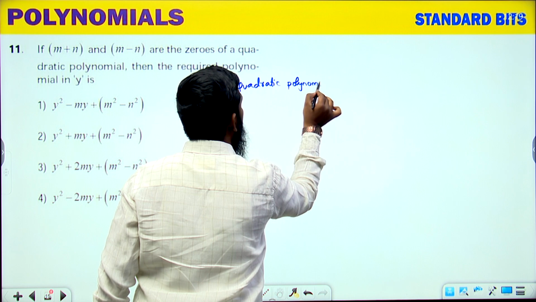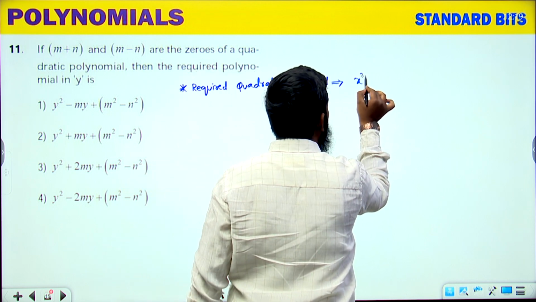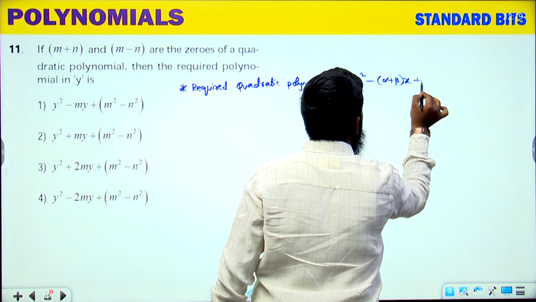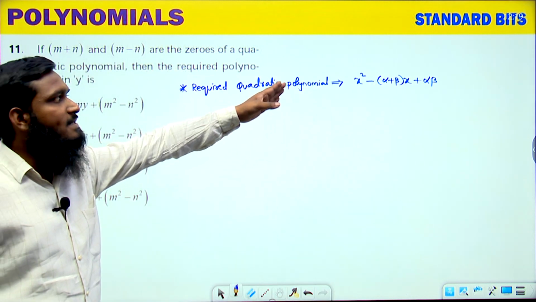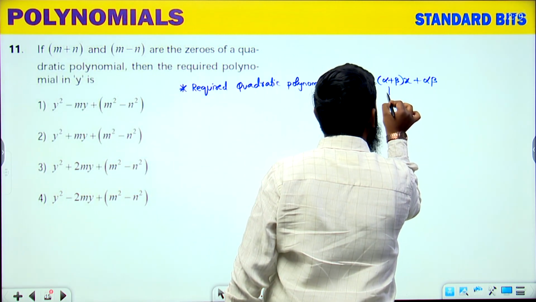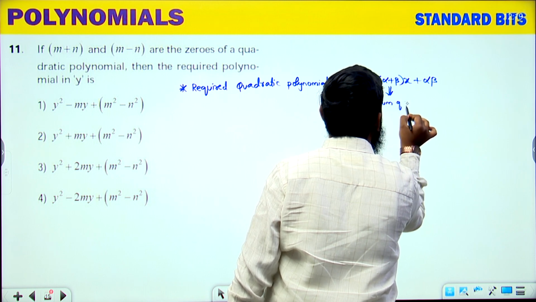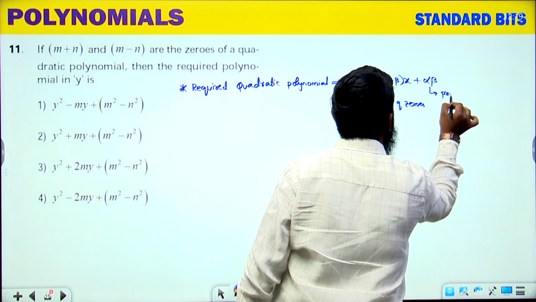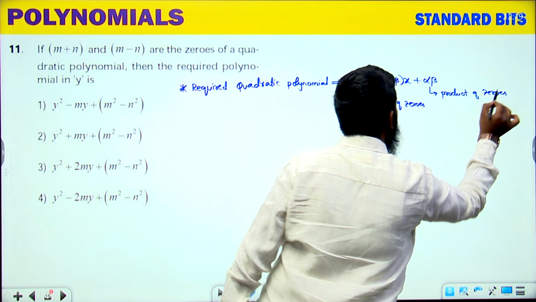Listen carefully now. If you want the required quadratic polynomial, we have a simple formula over here, that is x square minus alpha plus beta into x plus alpha beta. This is the formula we have over here. Now what is the meaning of alpha plus beta? Alpha plus beta means we are taking the sum of the zeros. And alpha into beta means the product of the zeros. Okay, this part we have taken over here.